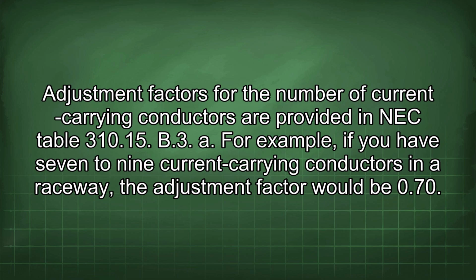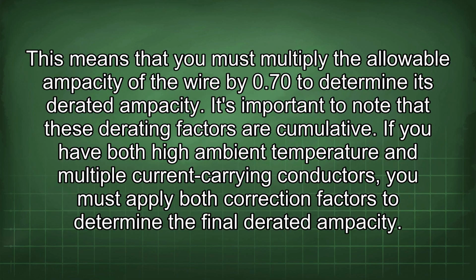For example, if you have 7 to 9 current carrying conductors in a raceway, the adjustment factor would be 0.70. This means that you must multiply the allowable ampacity of the wire by 0.70 to determine its derated ampacity. It's important to note that these derating factors are cumulative.